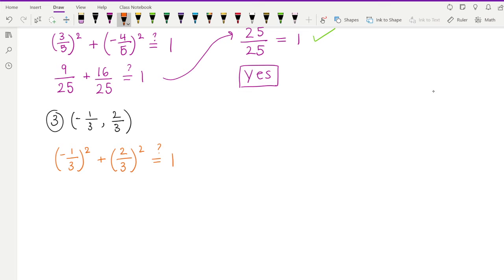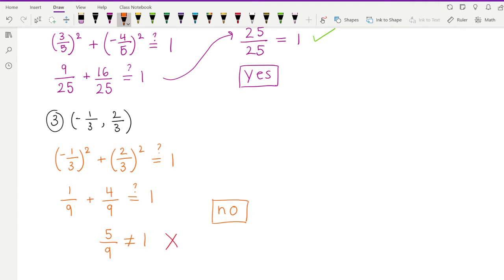Negative 1/3 squared, well, that is equal to 1 over 9. And then 2/3 squared, that's equal to 4 over 9. And so if we add these two fractions together, we get 5 over 9. And 5 over 9 is not the same as 1, right? And so that tells us that no, this point does not lie on the unit circle.